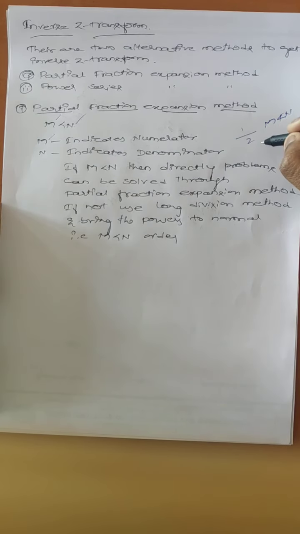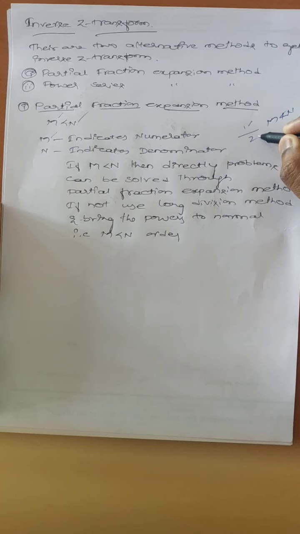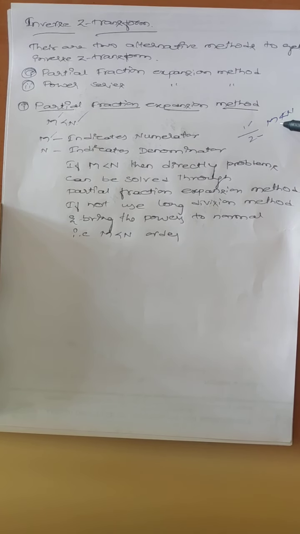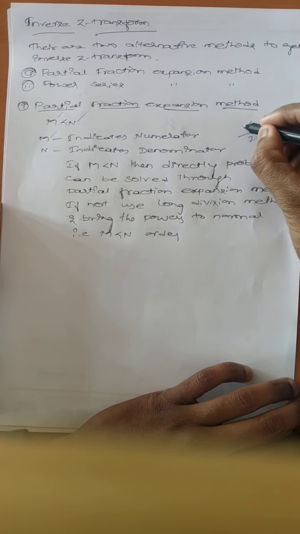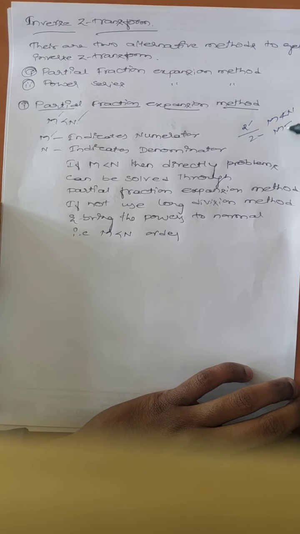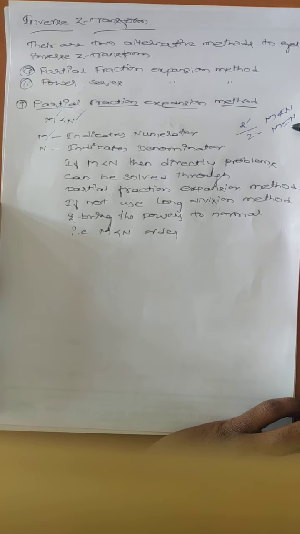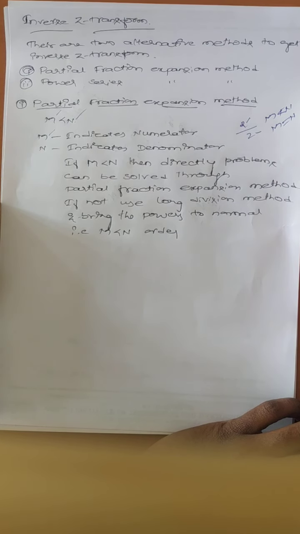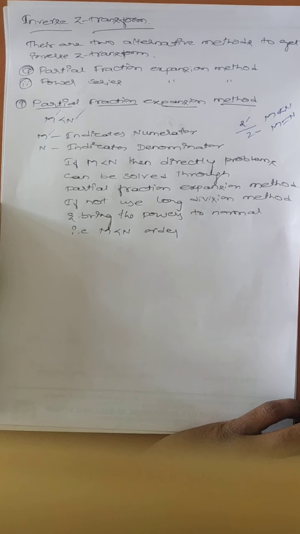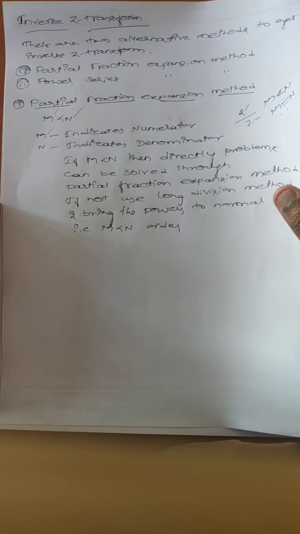That means if the value in the numerator is 1 and the value in the denominator is 2, then you can solve the problem using the partial fraction expansion method. If the value in the numerator is 2 and the value in the denominator is also 2, then m will be equal to n, and we cannot solve the problem through the partial fraction expansion method directly. So to use this method, your m should be less than n. It should not be equal to or greater than n. That is the important condition. This is the concept of the partial fraction expansion method.